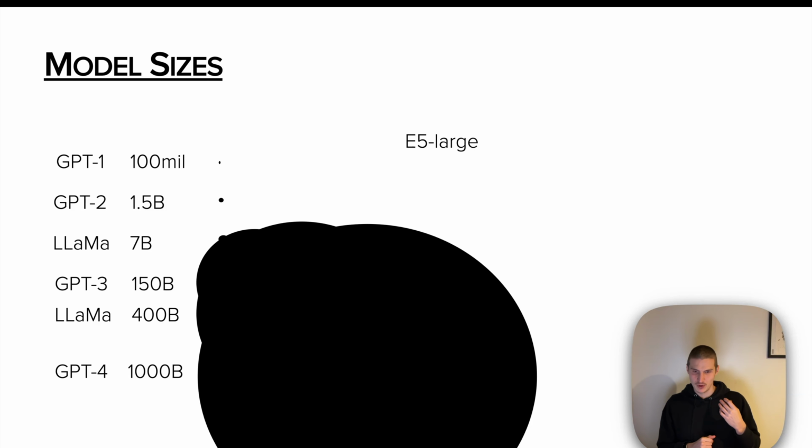And if we compare it to our BERT models, E5 large is about 300 million. Again, a tiny dot compared to other models here. The biggest we've seen for retrieval.